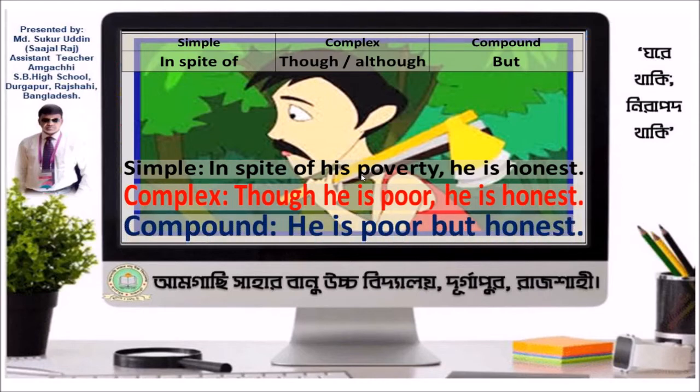Compound: He is poor but honest. Here, he is poor and he is honest. Also, if we use "but", we will omit the subject and verb because here both the subject and verb are the same. So, if we use "but", we should not use a subject and verb after "but". Do you understand?